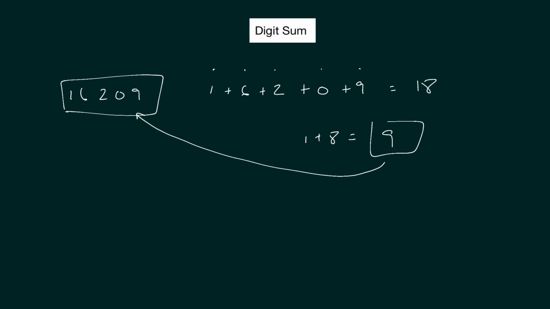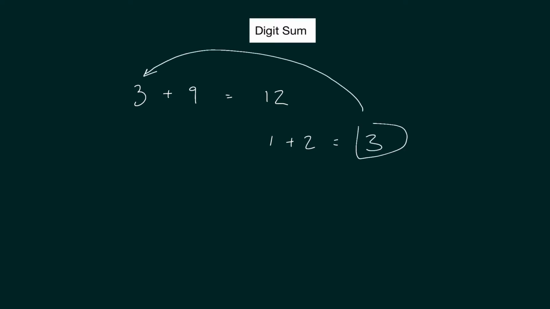Now, something interesting to note. Let's say I have the number 3. If I add the number 9, that gives me 12. When I take the digital root of that, it takes me right back to the original number. That happens whenever you add the number 9.